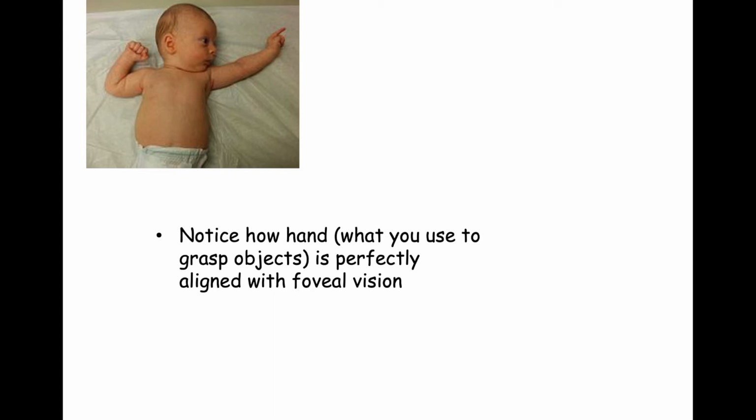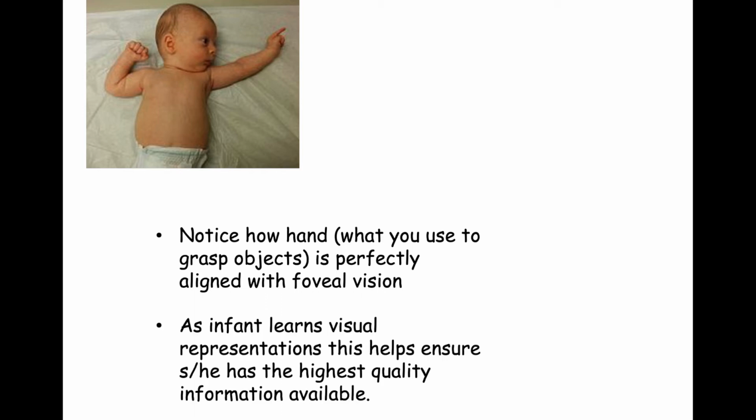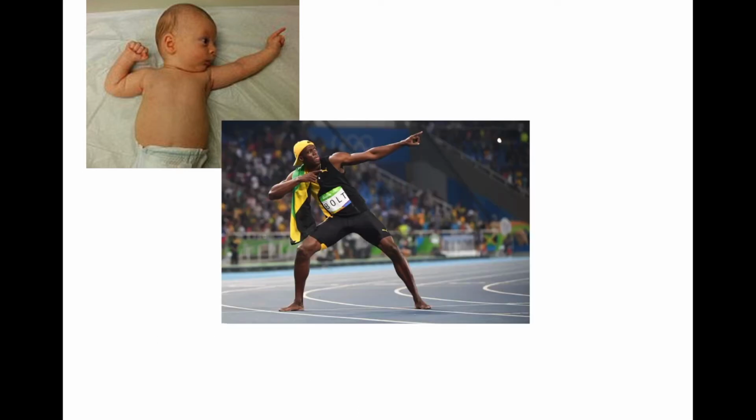Now, you'll notice this is perfectly aligned. And this tonic neck reflex is a reflex that infants are born with, and it conditions them for learning what things in the world around them look like. And so, as an infant learns visual representations, this helps that he or she has the highest quality information available. And so this looks a lot like Usain Bolt. So if you're wondering, Usain Bolt is doing the tonic neck reflex.